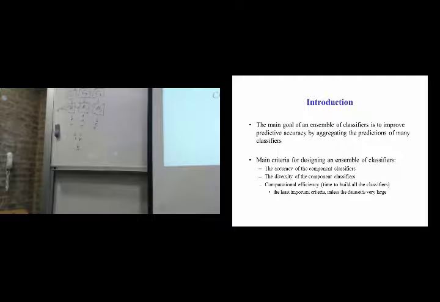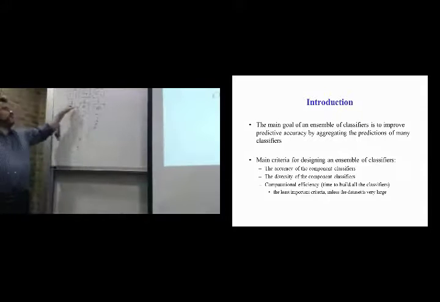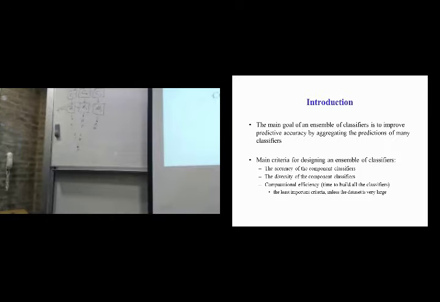But the important thing is diversity. If you do this process and all these classifiers produce models that make the same prediction, then that's pointless. You're just going to get the same result out, and so there's no need to do that. So you want some idea of diversity, some idea of different classifiers producing different results.